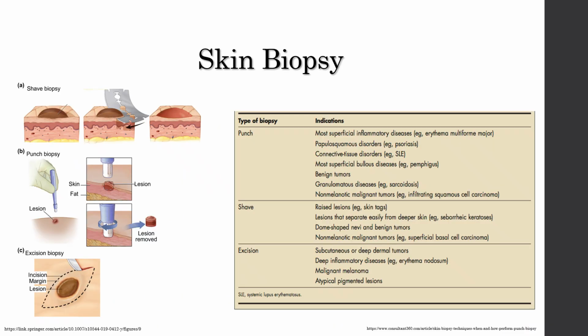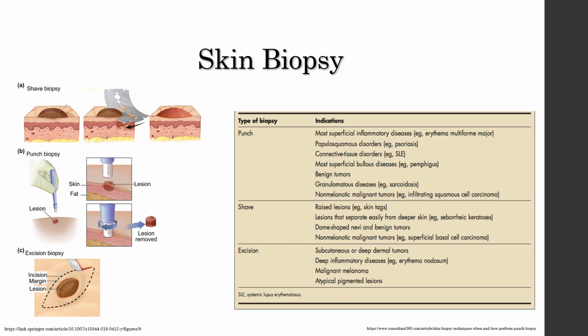Let's close this section with something extremely relevant to your future workflow. There are three major biopsy types. The shave biopsy, which removes superficial lesions. It's great for skin tags, seborrheic keratosis, some BCCs, but it's not ideal if melanoma is suspected. Why? Well, you cannot measure depth accurately.